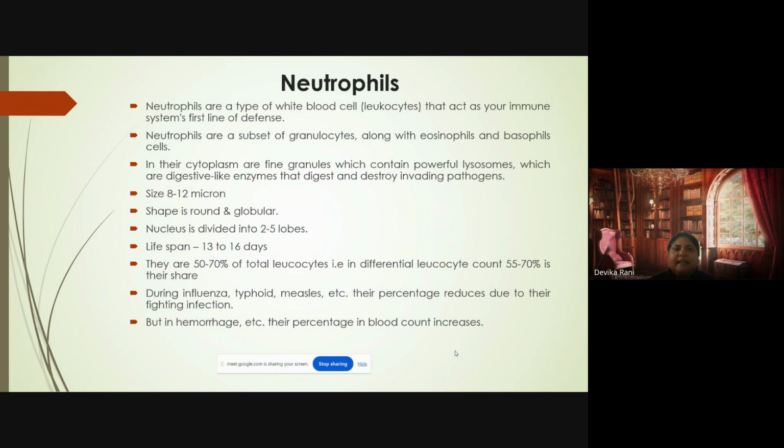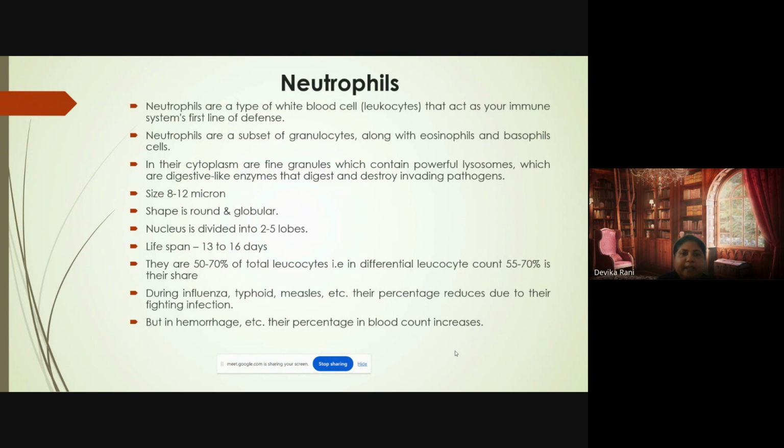As we just read, neutrophils are a subset of granulocytes along with eosinophils and basophil cells. In their cytoplasm are fine granules which contain powerful lysosomes, which are digestive enzymes that digest and destroy invading pathogens. If you remember the chapter on the cell and its organelles, lysosomes are the ones which ingest, right? So these granules contain powerful lysosomes.